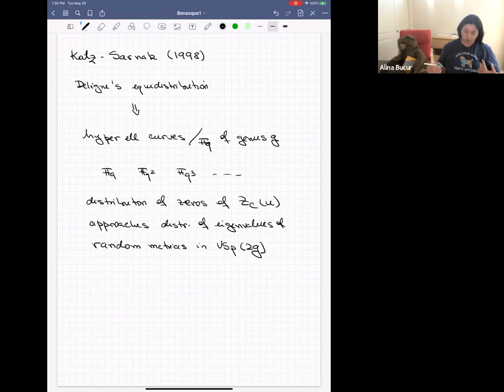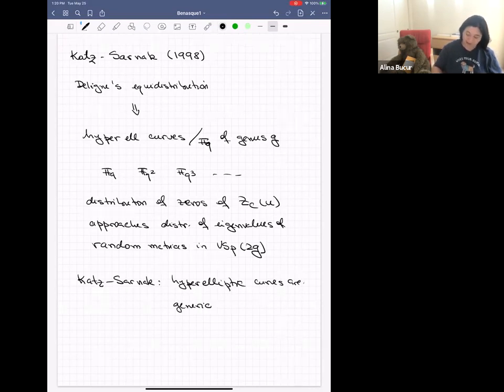And then Katz-Sarnak show that in a certain sense, hyperelliptic curves are generic in the moduli space of genus G curves. So that gives you that the zeta zeros of curves of genus G in the large Q limit approaches the distribution of eigenvalues of random matrices in USp(2G). So it's the same group.